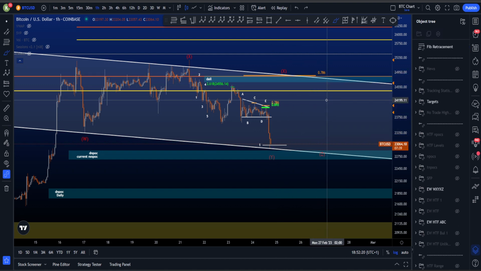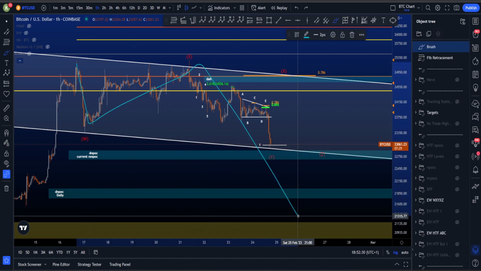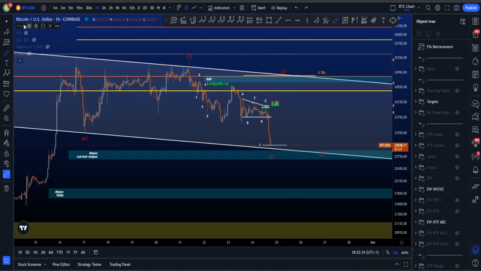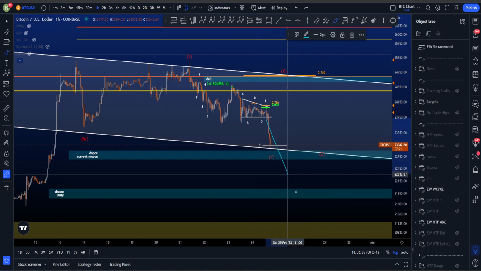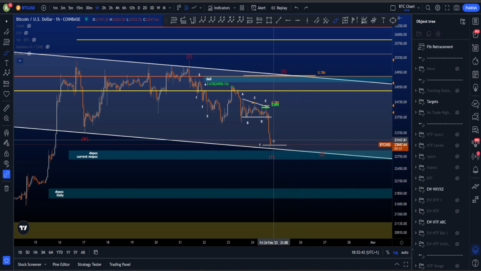But of course, the alternative scenario is that we are going to find more downside, and that somehow this is maybe already an A, B, and some sort of expanded, like a flat or whatnot. It's not my preferred scenario, but of course it's a real possibility. But yeah, these are the 2 options I have now. So either we go up or we go down.